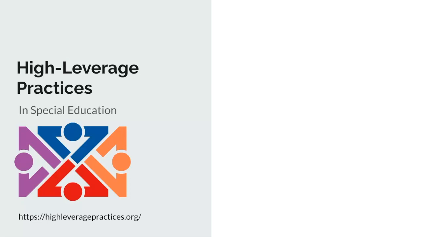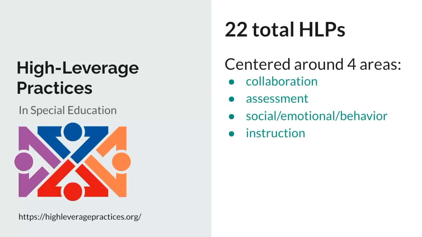Another place you can find research-supported practices and approaches to teaching learners with disabilities is through the resources linked on the High Leverage Practices in Special Education website. I'm not going to go over these in depth because there are 22 HLPs, and I could do a whole series on just these. The HLPs are centered around 4 areas: collaboration, assessment, social-emotional behavior, and instruction.